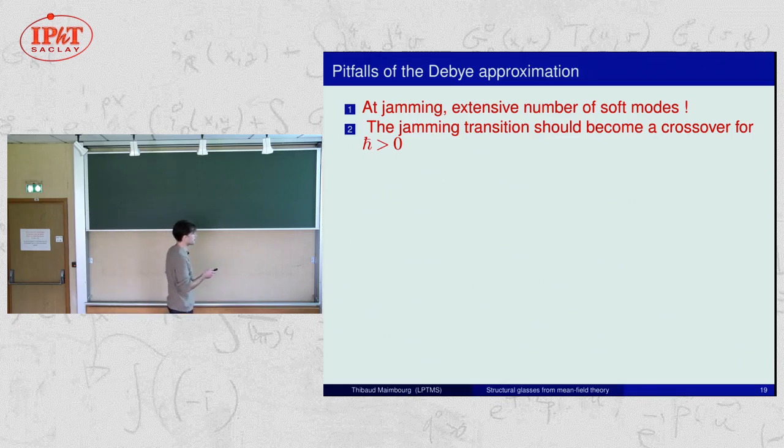The second problem is that something dramatic happens right at the jamming line. If you include quantum effects, you include fluctuations in the trajectory, so you cannot define contacts any more. So basically, it's expected that the jamming transition should become a crossover if you include quantum effects. In other words, the classical picture we have of jamming is particles at fixed position and fixed momentum, and if you add quantum effects, this cannot be.